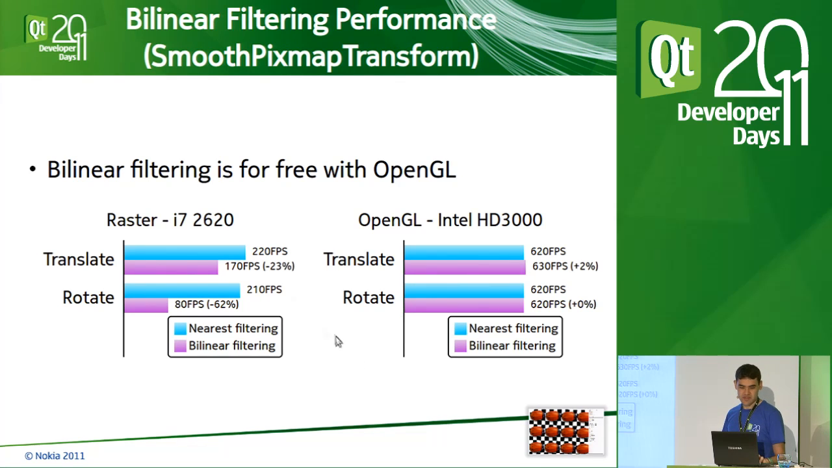So with bilinear filtering in the Raster paint engine, you don't lose that much performance as long as you don't rotate. As soon as you start to rotate, the performance loss is quite dramatic. And this is because the non-rotated version has been optimized. In OpenGL, bilinear filtering is for free, as you can see. The hardware has this built in, and it costs nothing. So if you want this feature, you should use the OpenGL paint engine.